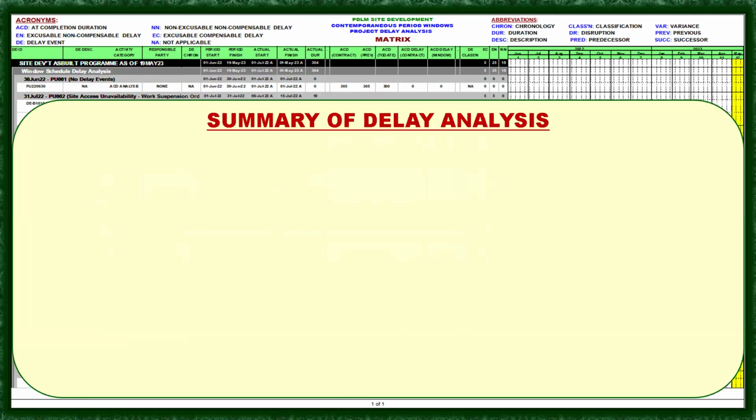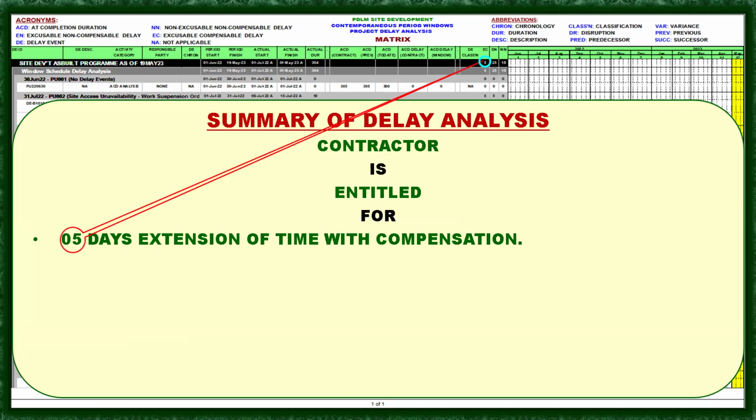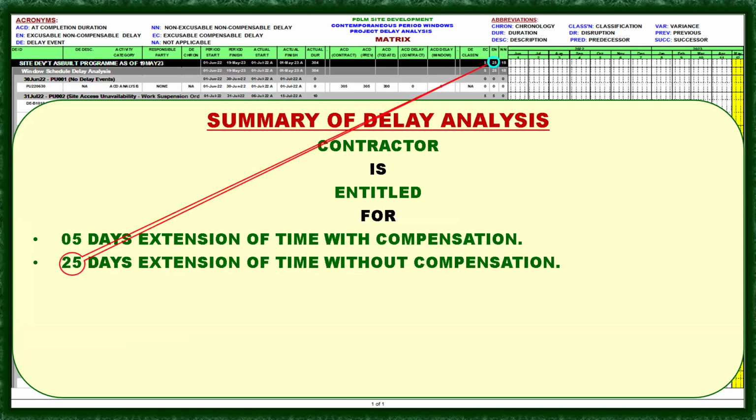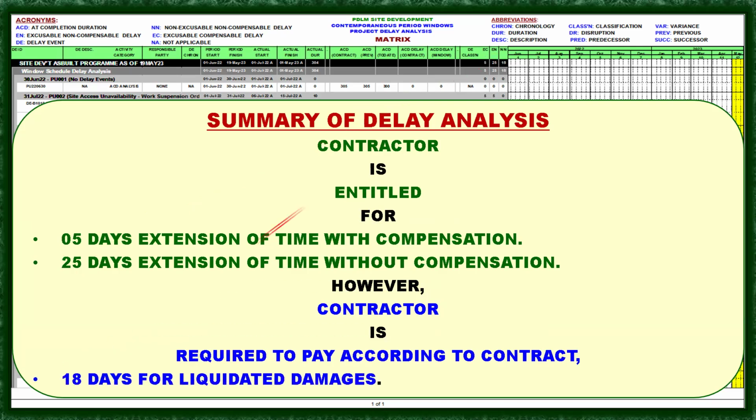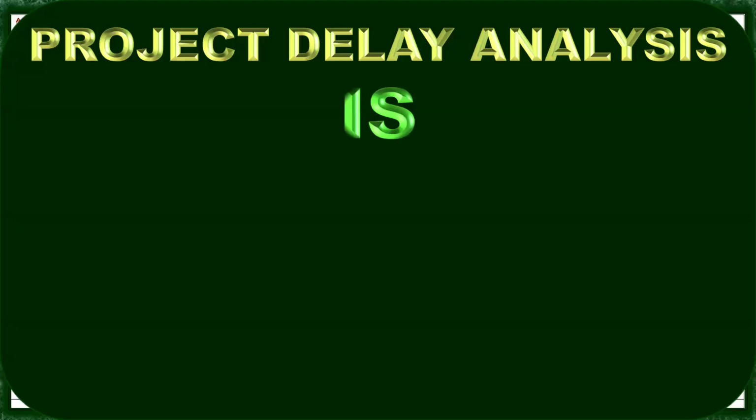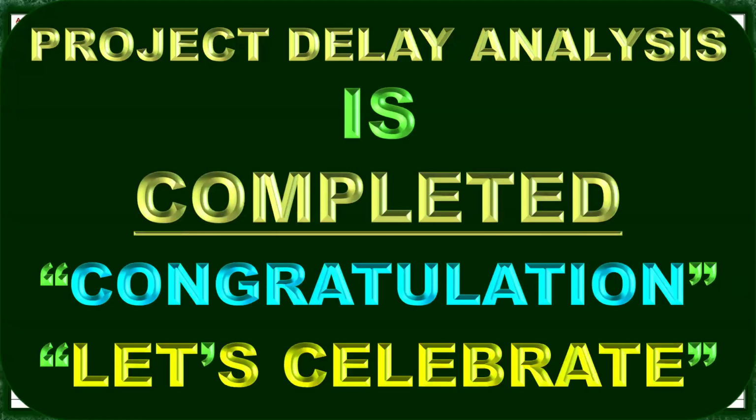Okay, summary of delay analysis. Contractor is entitled to 5 days extension of time with compensation, 25 days extension of time without compensation. However, contractor is required to pay according to contract 18 days for liquidated damages. Okay, project delay analysis is completed.